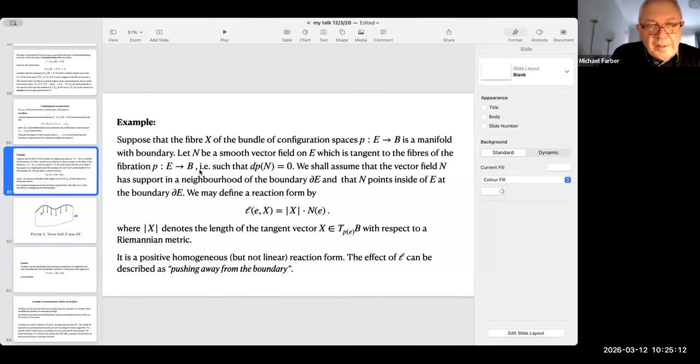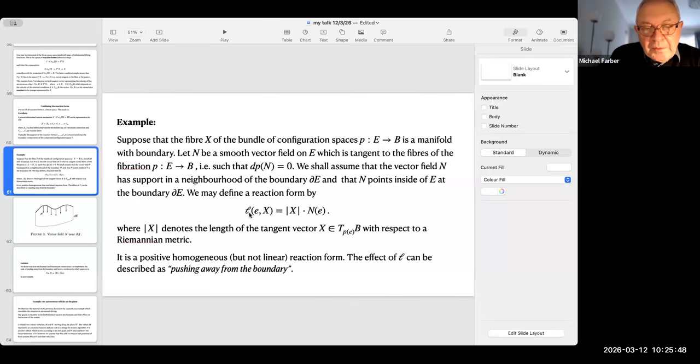So this is an example. Suppose that the fiber of the bundle of configuration spaces is a manifold with boundary. And this is typical. They usually have boundary. Boundary is when they touch each other. I'll come to this example, which I will go very fast now. So if it is a manifold with boundary, we can take a vector field on E, which is tangent to fibers, and it's supported near the boundary.